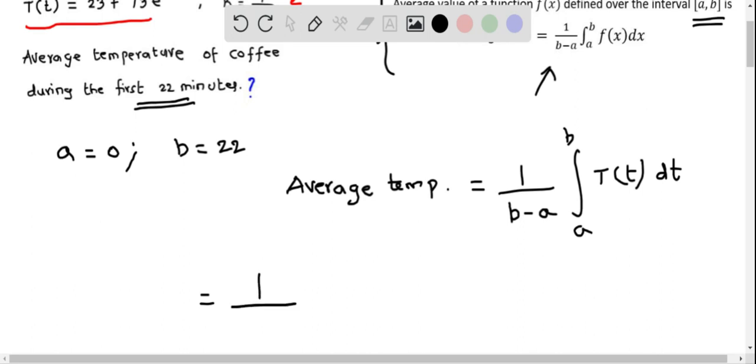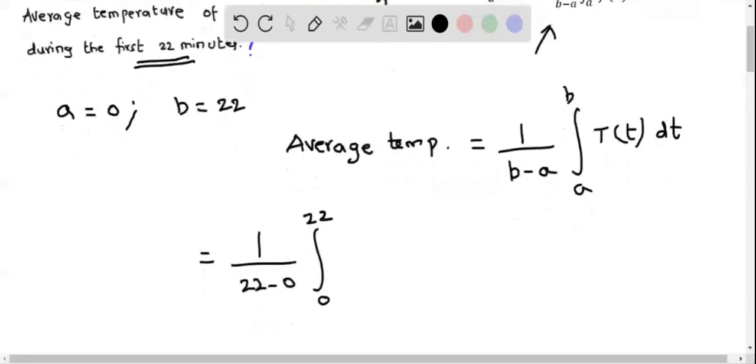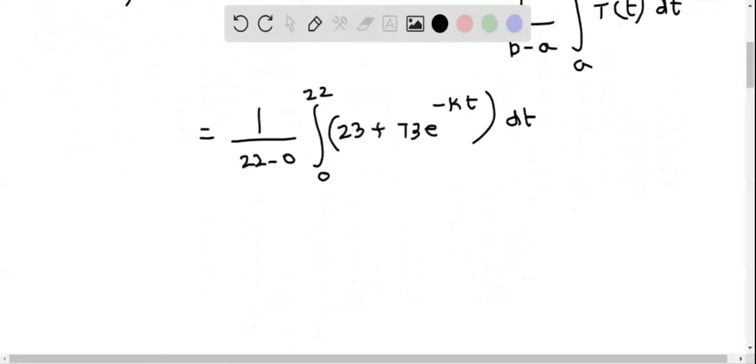So this is equal to 1 by b equals 22 minus 0, integral of a is 0, b is 22, and I substitute the value of T of t, which is 23 plus 73 e raised to the power of minus kt, and this has to be integrated with respect to time. I'll be utilizing the value of k later once I have integrated. So let me put the value of k over here. This is 1 over 46. So let's evaluate this integral.